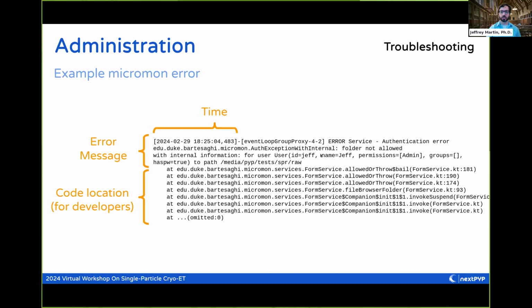So the user that tried to log in was me. I have these permissions, I have these groups. I tried to access this file path and it said, no, you can't do that. That information can be found in the logs. It can be helpful for troubleshooting. Sometimes though, there's just a bug in our code and our code didn't do what it was supposed to do. And so there may also be information about the code in here that helps us as developers figure out where the problem in our code is.